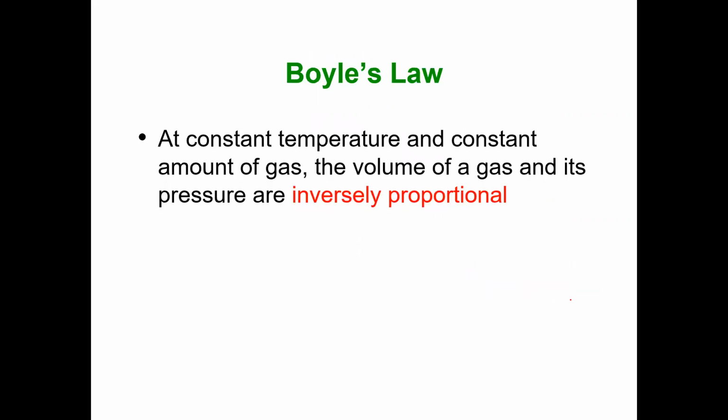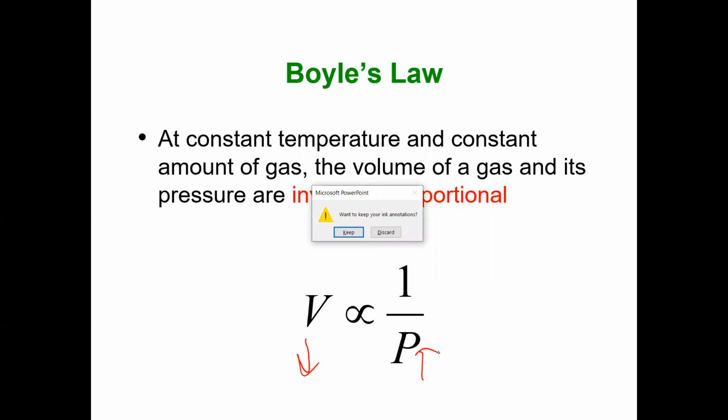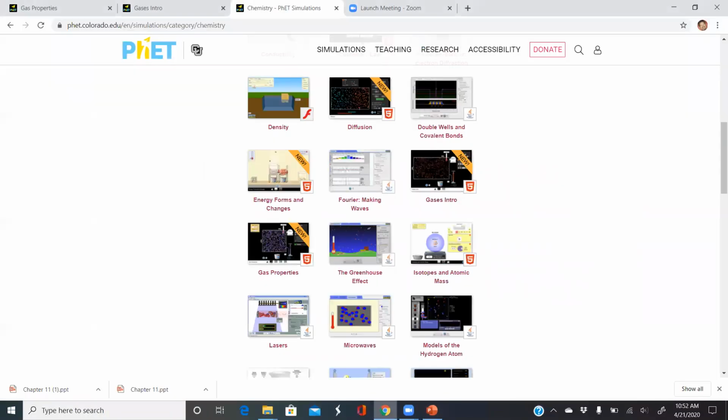So first, let's take a look at Boyle's law. Boyle, at constant temperature and a constant amount of gas, changed the volume of the gas to observe pressure changes. And what he noticed was volume is inversely proportional to pressure. So what does that mean? If volume decreases, pressure increases. Again, not everybody likes thinking of terms in mathematical equations, so I'm going to rely on that simulation. And that simulation is so useful.